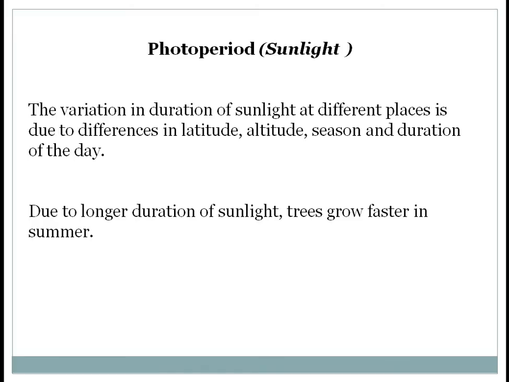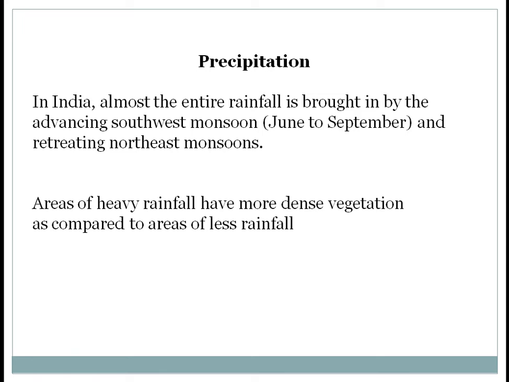Next point is photoperiod. Photoperiod means sunlight. The variation in the duration of sunlight at different places is due to the differences in latitude, altitude, season and duration of the day. Due to the longer duration of sunlight, trees grow faster in summer. Next, precipitation.